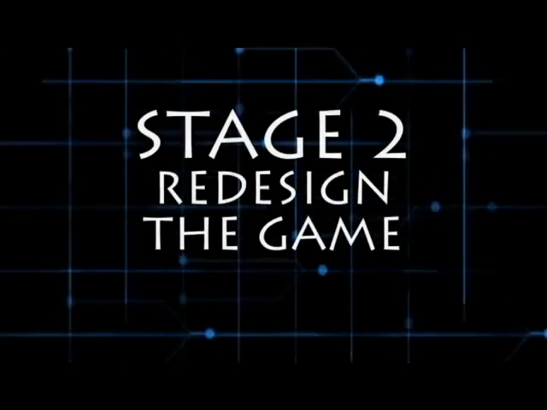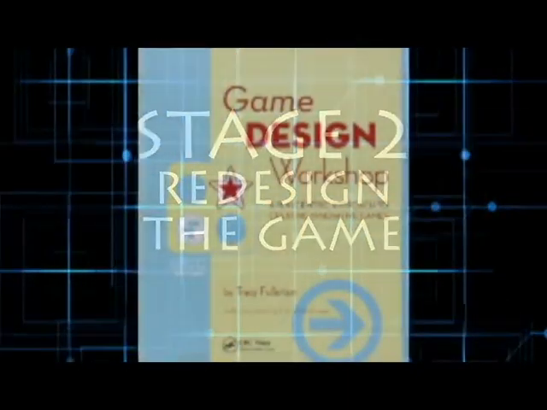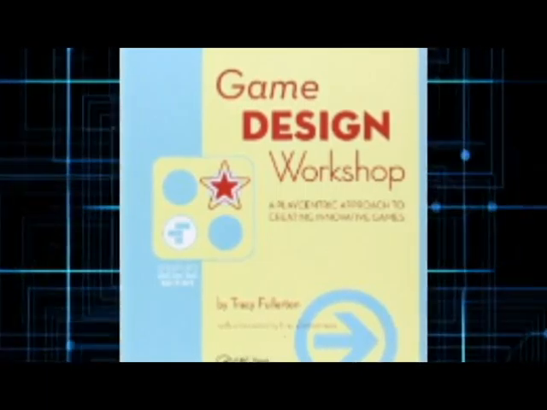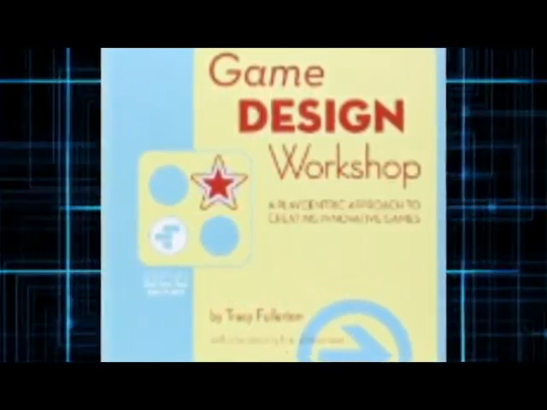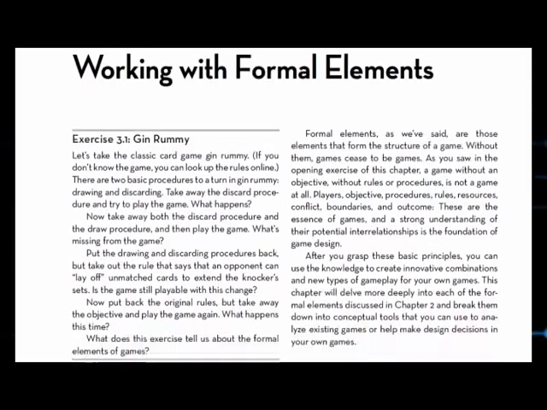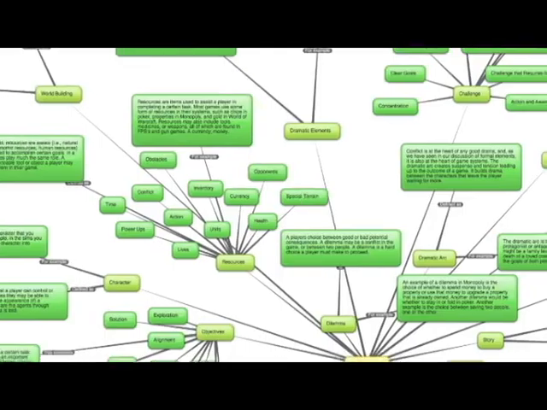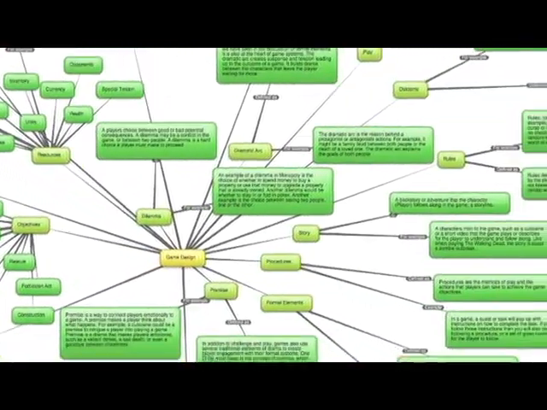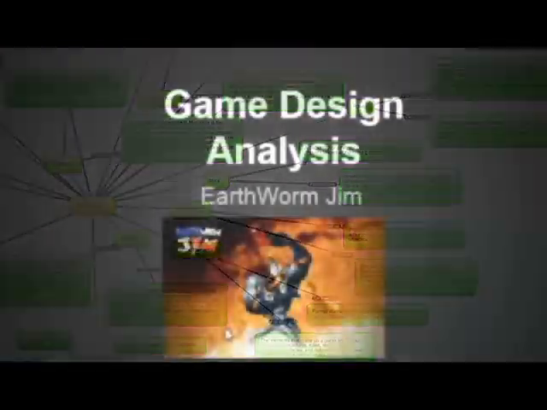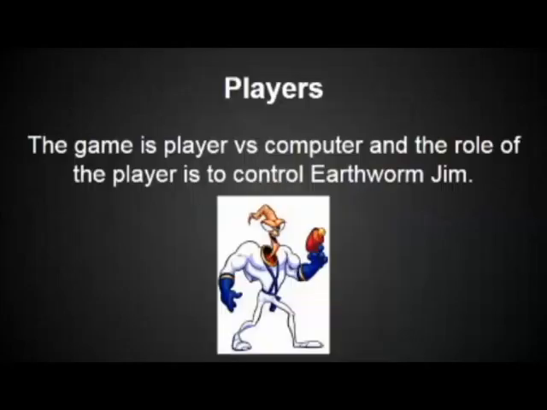In the second stage, students will need to learn how games are designed by knowing the formal and dramatic elements of a game using Tracy Fullerton's game design workshop structure. Students will learn the elements by creating a concept map of game design terminology and identify those concepts in a game that I give them randomly through a game design analysis presentation such as this.